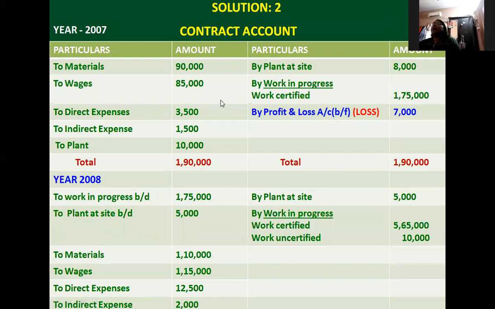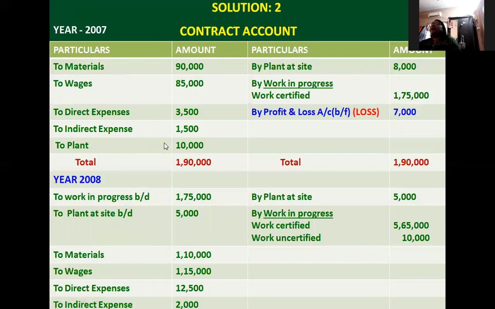Now look at this contract account. First, I mentioned the year 2007. This is the way you can prepare a contract account when the contract is spreading over 2 or more years. So I mentioned the first year as 2007. As usual, the contract account has a debit and credit side. The debit side will debit all the expenses as per the problem. I debited materials, wages, direct expenses, indirect expenses, and then plant.